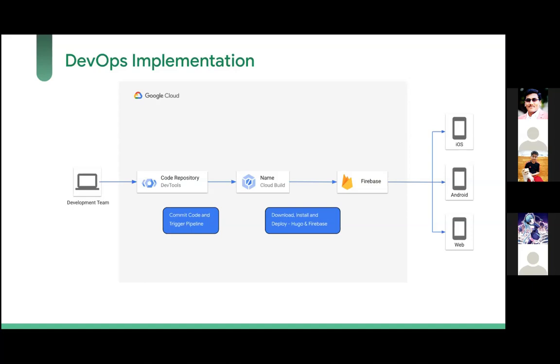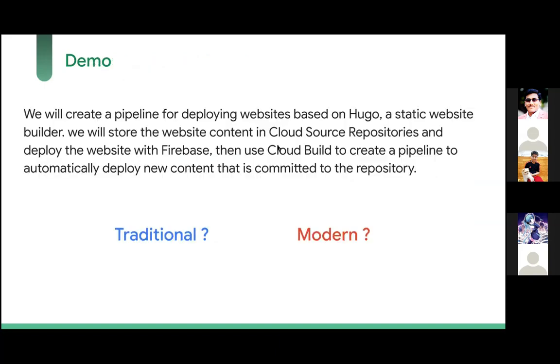So we are going to do it both ways. Let me come back to that. We are going to create a pipeline for deploying a website based on Hugo. Hugo is a static website builder.